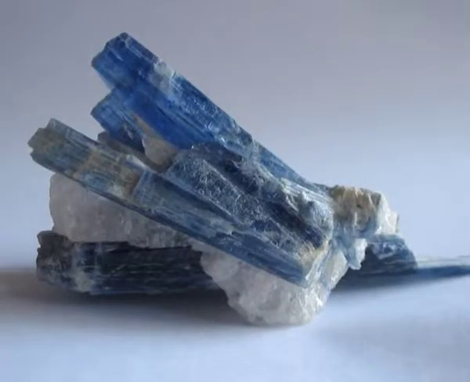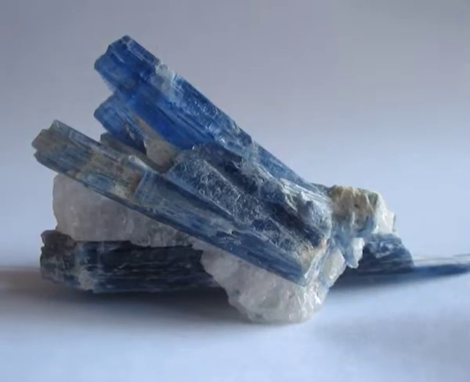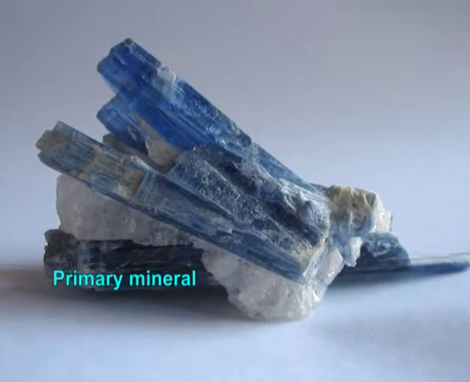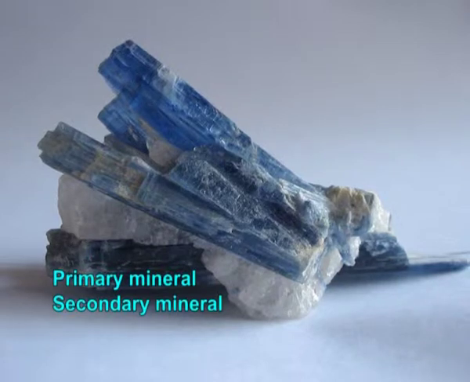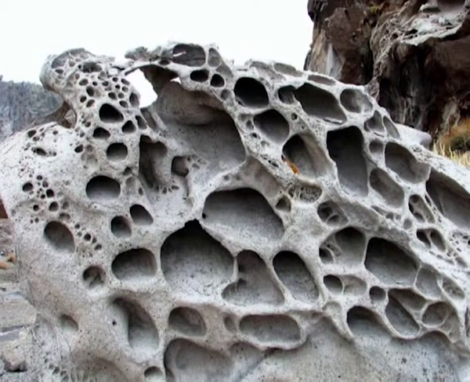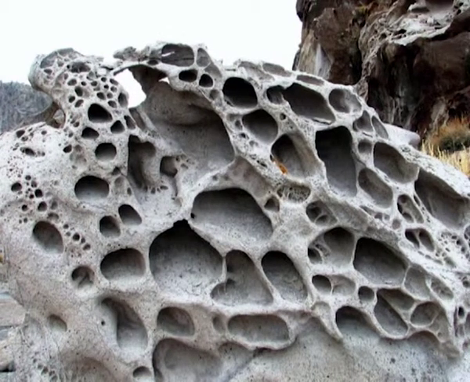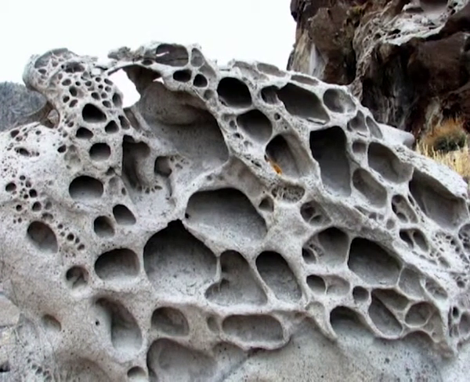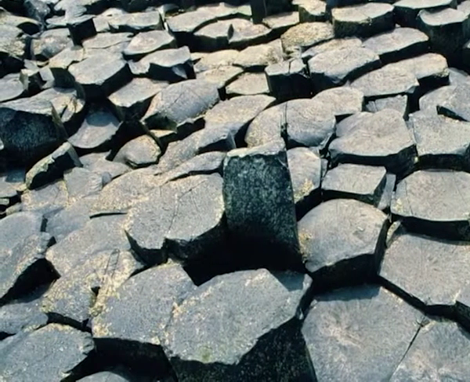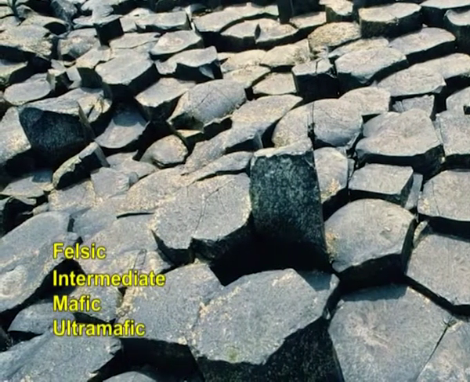Based on the time of origin and essentiality of minerals that form rocks, the minerals are classified into three classes, namely primary mineral, secondary mineral, and accessory mineral. Depending on the proportion of light minerals to dark minerals and the presence or absence of iron and magnesium chemicals, igneous rocks can be broken into four main types: felsic, intermediate, mafic, and ultramafic.